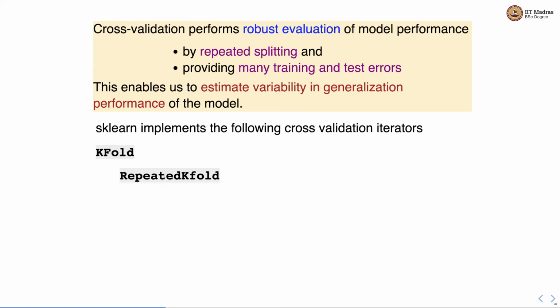Then we have another iterator called repeated k-fold. This essentially repeats the k-fold splitting. Then we have leave one out, which is a special case of k-fold where k is equal to the number of training samples. In leave one out, we leave out exactly one example as a test, and we use the remaining n minus 1 examples for training. So we get n such different splits on which we can perform training as well as evaluation. And finally we have shuffle split, which shuffles the training data before splitting, does a random permutation of the data points and creates training and test sets. It does this repetitively, for a specific number of times specified by the user.